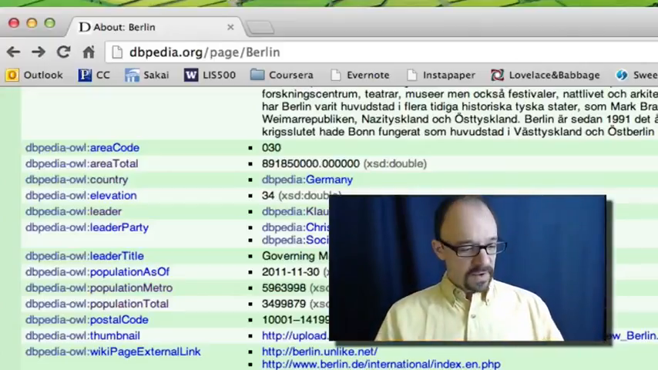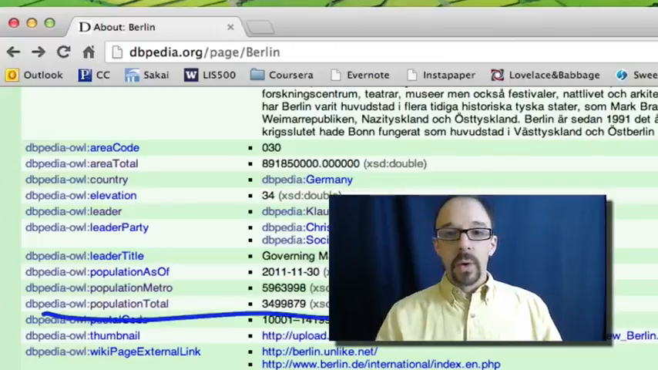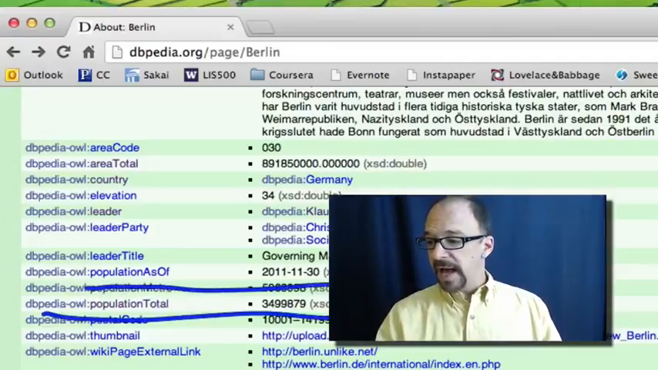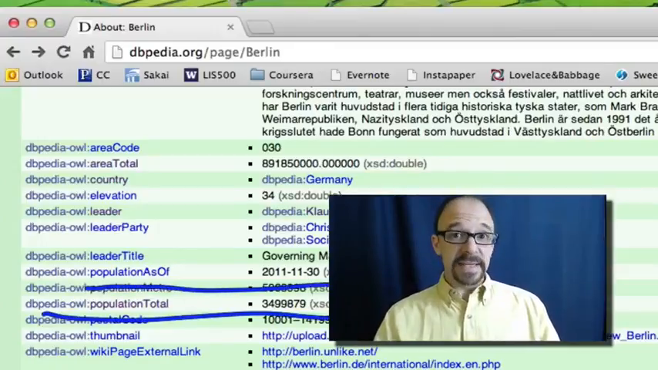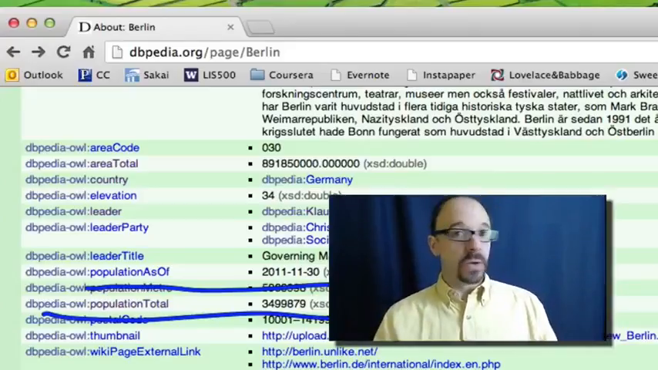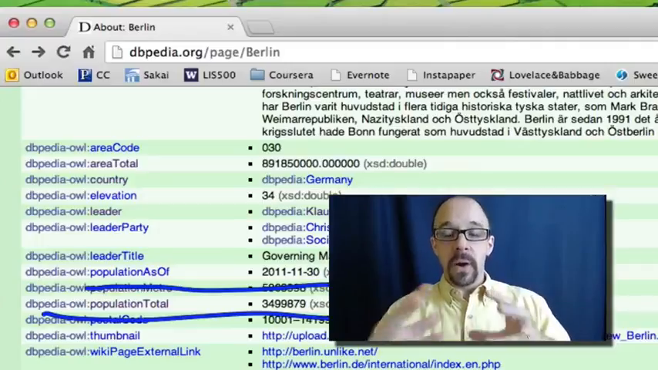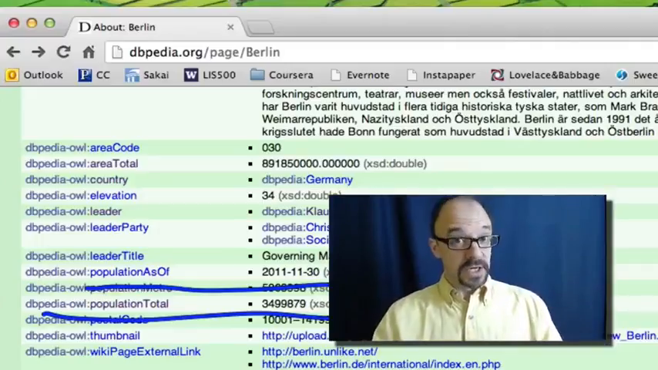You have population, which is a number. You have population as of, which is a date. So that might be encoded in ISO 8601, which of course we've looked at many times already. So you can have encoding schemes for how entities are declared.